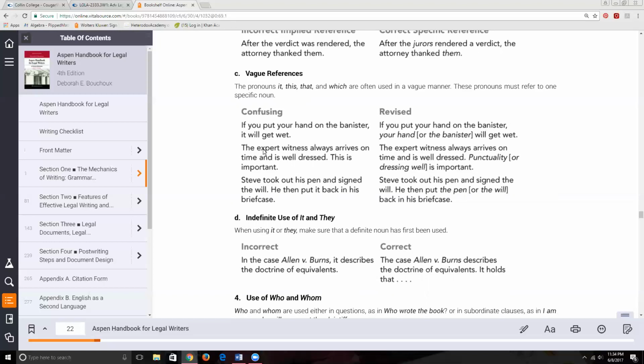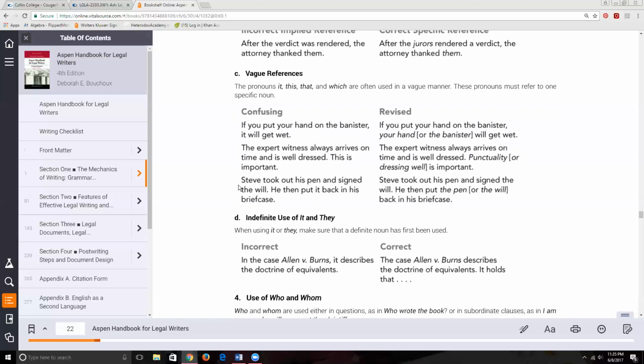But is that what we mean? The expert witness always arrives on time and is well dressed. This witness is important. Is that really what the writer meant? I think the writer meant that being on time and being well dressed is important. So let's see how the writer fixes this. The expert witness always arrives on time and is well dressed. Punctuality, which is a way of describing being on time, or dressing well, which is a way of describing is well dressed, is important. And of course you could say and. Punctuality and being well dressed is important.